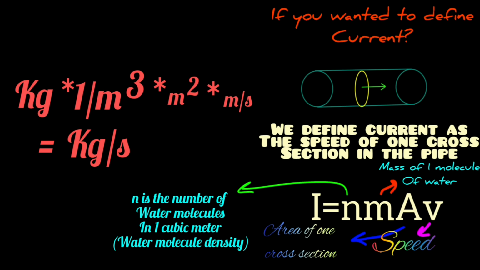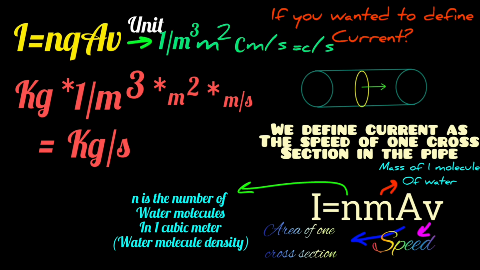It actually doesn't matter what we are talking about. Current is always like that. As an example, for electric charge, we just replace n m_m with nq to get the amount of charge. Because if previously m_m was the mass of the water molecule and n was the water molecule density, in this case q would be the charge and n would be the charge density. So n times q times A would give us the amount of charge in one cross section times v, which is its speed. And if we work out the unit, you would again see that the unit of this current would be equal to coulomb per second, which just means that we could represent I equal to dq over dt.